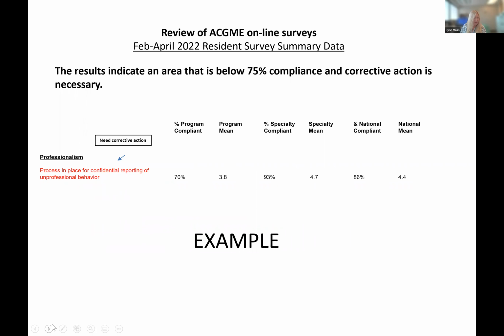Okay, and then you want to review your ACGME online survey from your residents. This is an example. If there's anything that's non-compliant, like I said, my GME wants 75% below to, we have to address. So like this one is an example, process in place for confidential reporting of unprofessional behavior. I hope everyone's got that. But anyways, what I would do is put it on a slide, and this would be something that we would address at the meeting. I would break it out and say, hey, we need to talk about this.